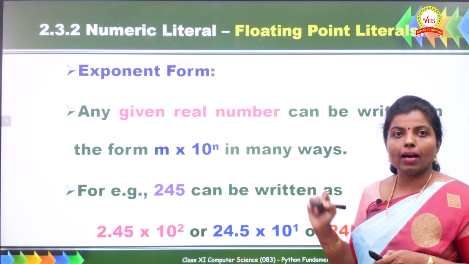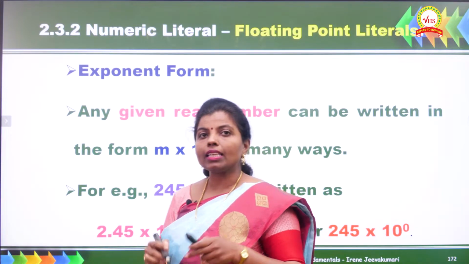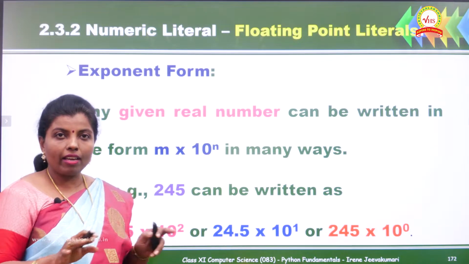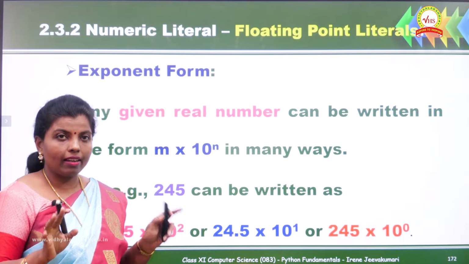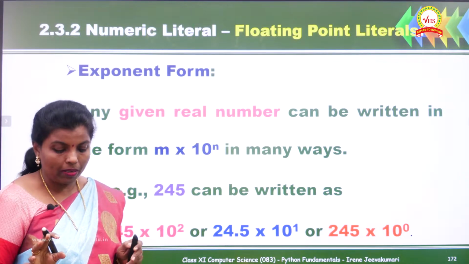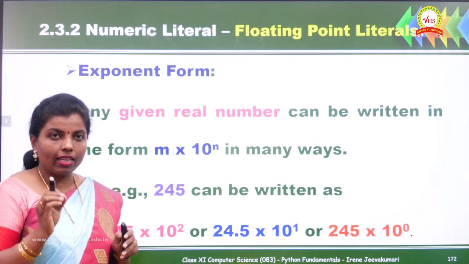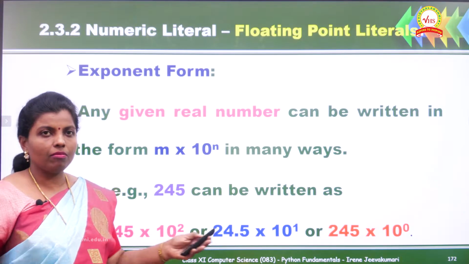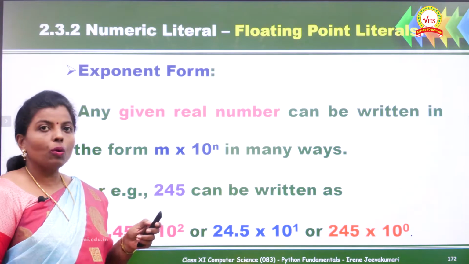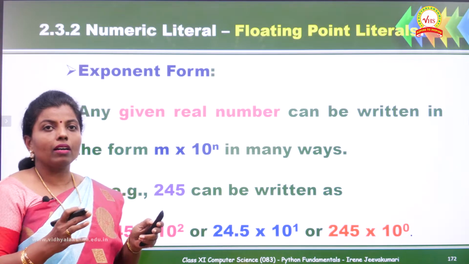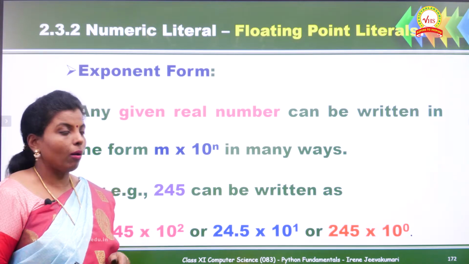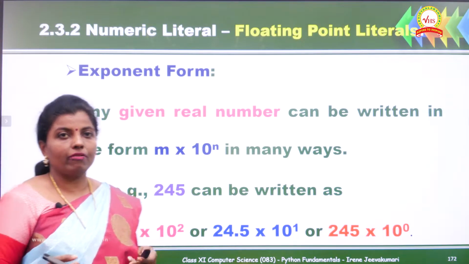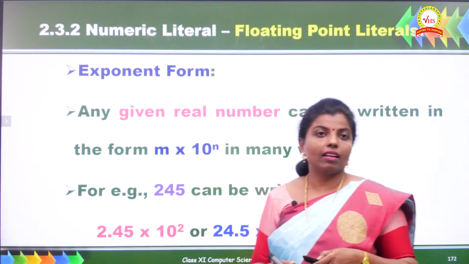Any given real number can be written in the form m multiplied by 10 power n in many ways. Any given real numbers are the floating point numbers. The floating point numbers have a decimal point in it, and before and after the decimal point they have many digits. If you wanted to represent a given real number in the exponent form, it can be written as m multiplied by 10 power n in many different ways, not only in one way.